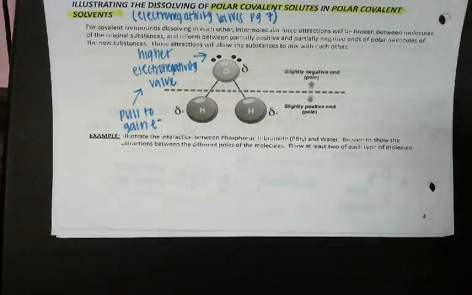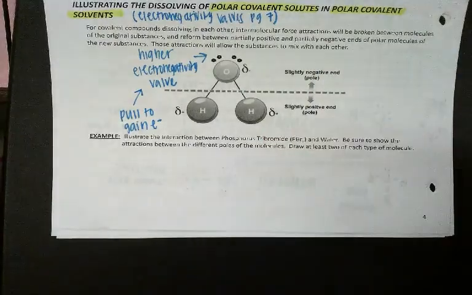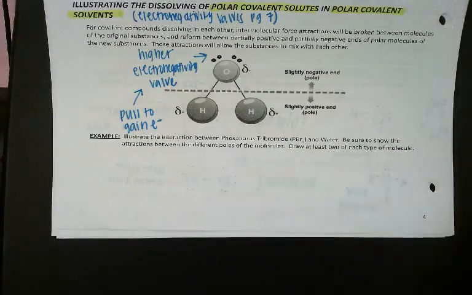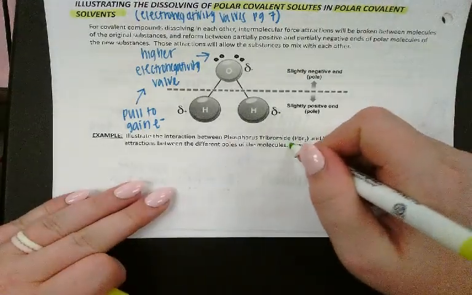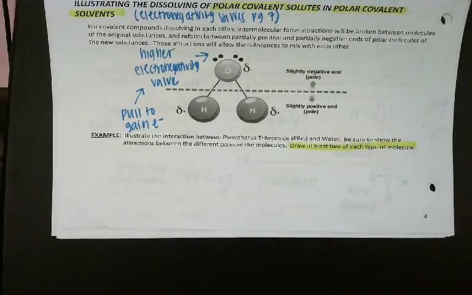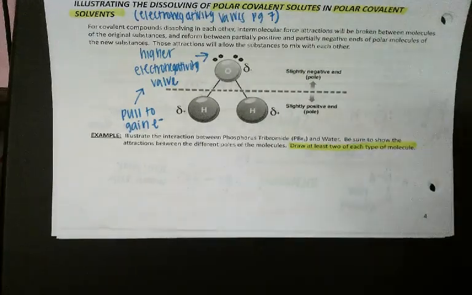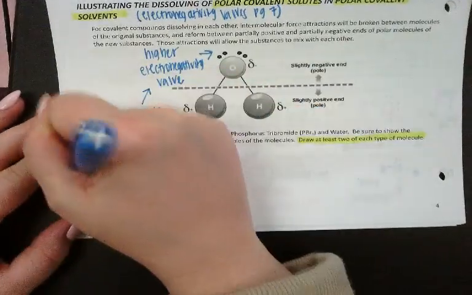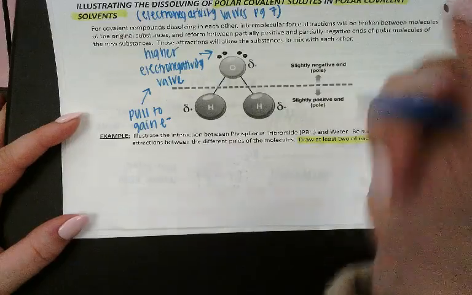All right, so let's do this next example. So it asks us to illustrate the interaction between phosphorus tribromide, which we drew on the previous page, and water. It says to be sure to show the attraction between the different poles of the molecules. And then finally, it says to draw at least 2 of each type of this molecule, meaning I should have phosphorus tribromide drawn twice and water drawn twice. So I will show you what that looks like in a second.